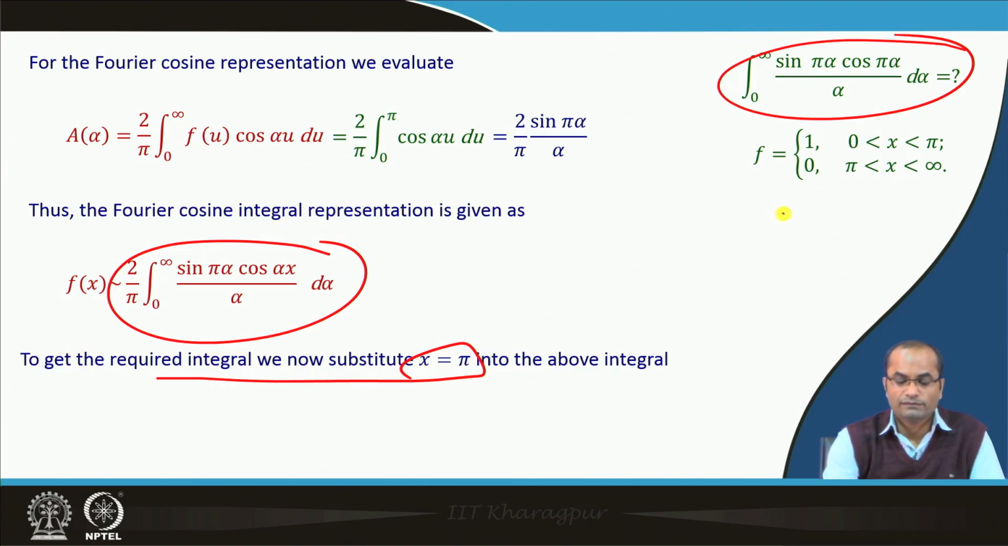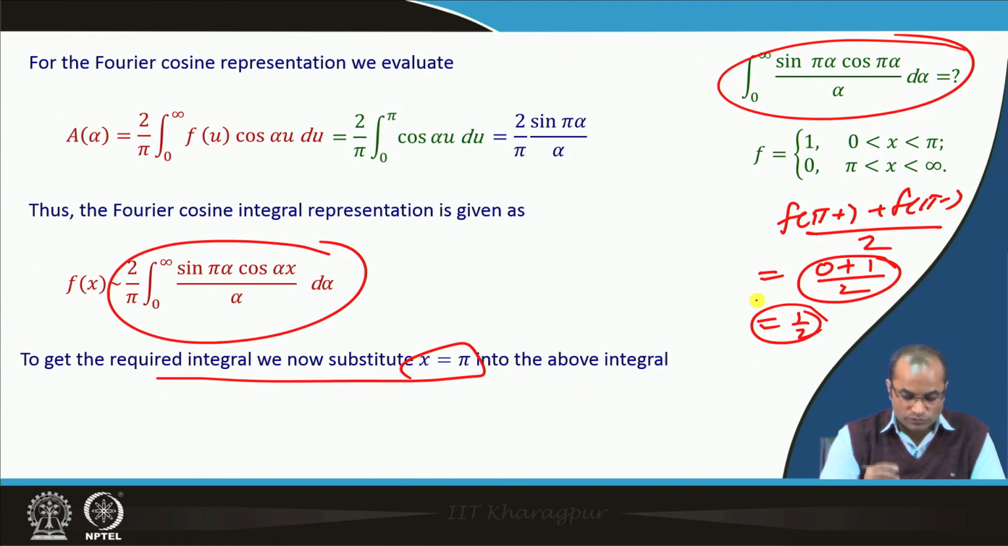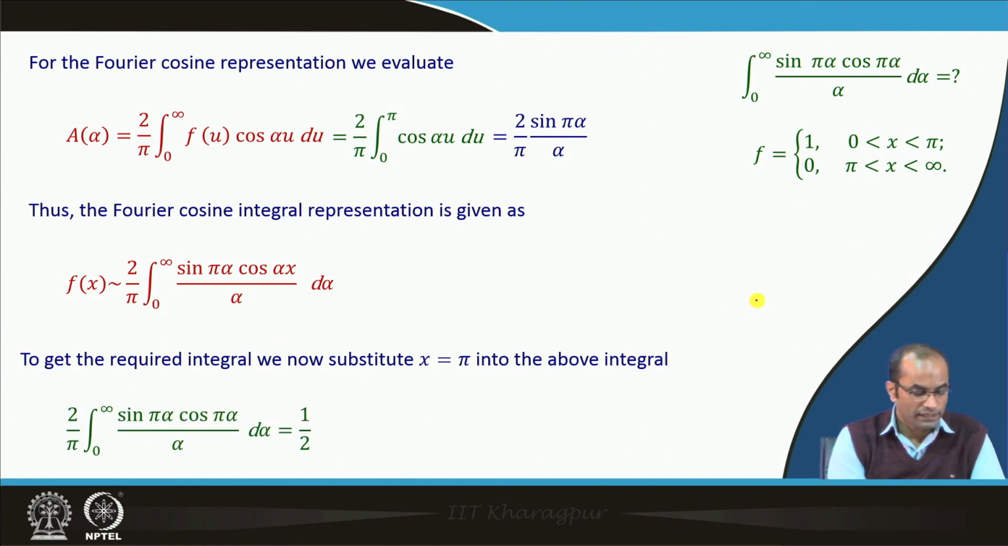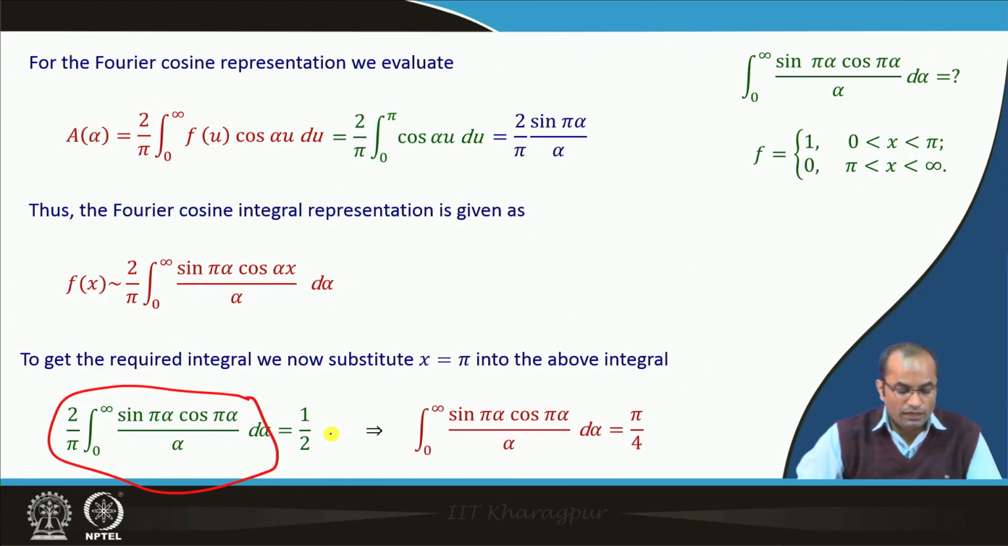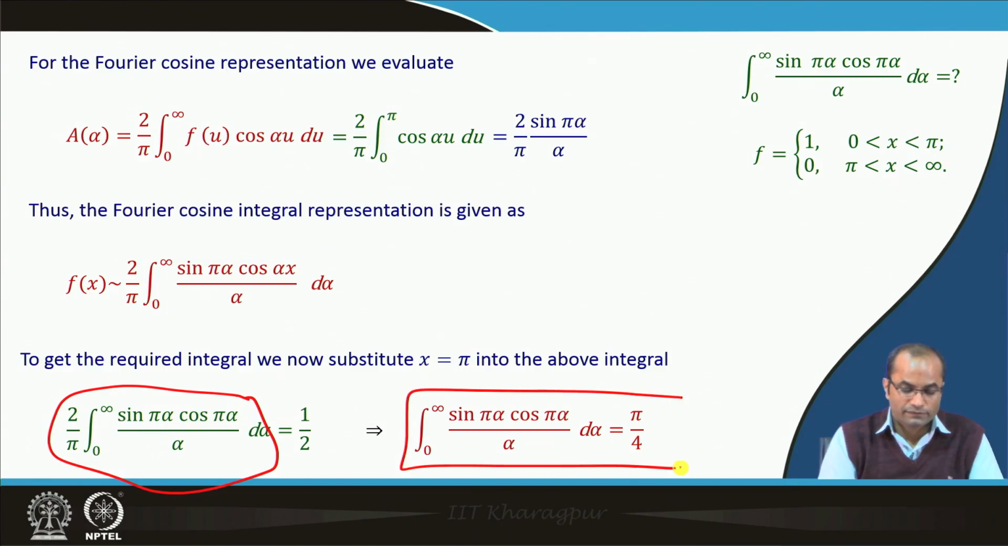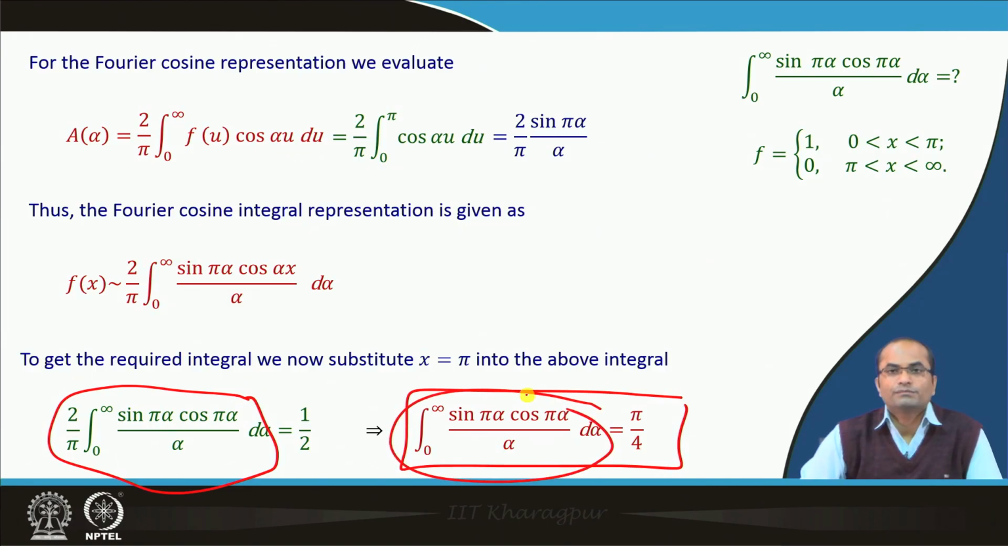Now, the question is that at x equal to pi, this integral will converge to the average value, f(pi plus) plus f(pi minus) divided by 2. So, f(pi plus) is 0 and f(pi minus) is 1, divided by 2. So, the value is 1 by 2. So, this integral is equal to half, and again we have this value pi by 4 for this integral. So, such complicated integrals can easily be computed with the help of this convergence theorem and this Fourier integral representation.